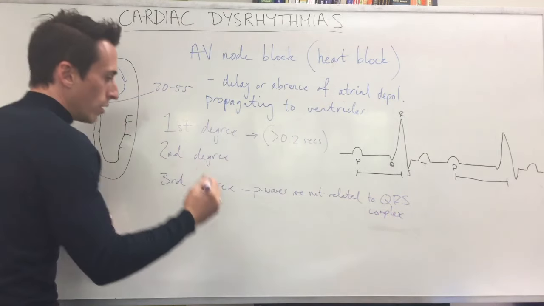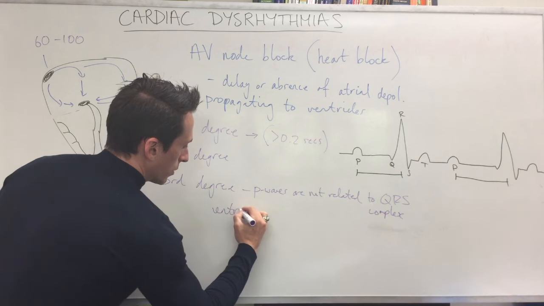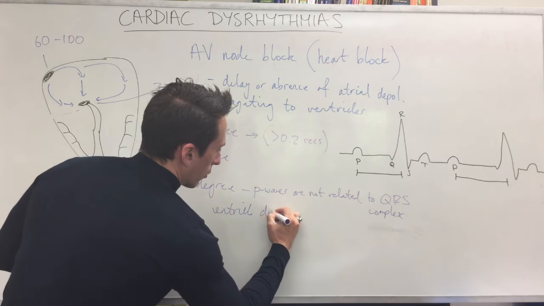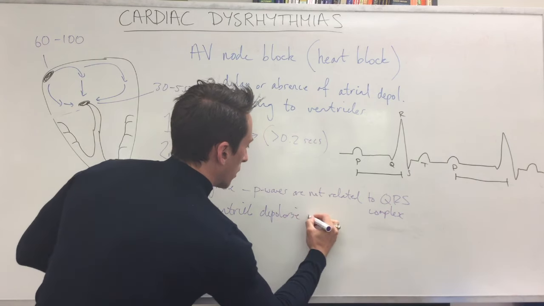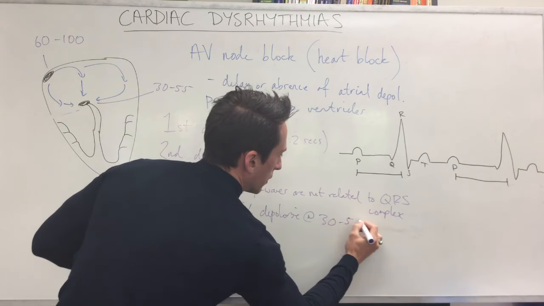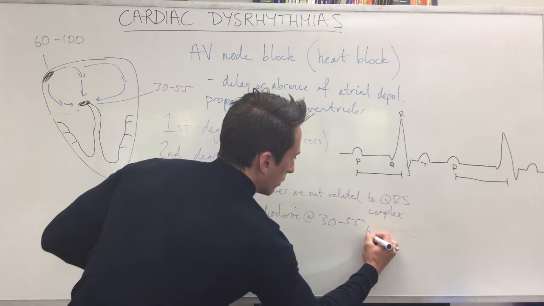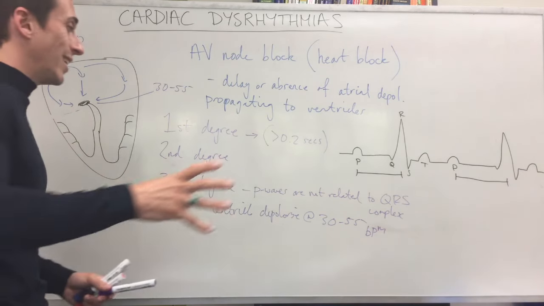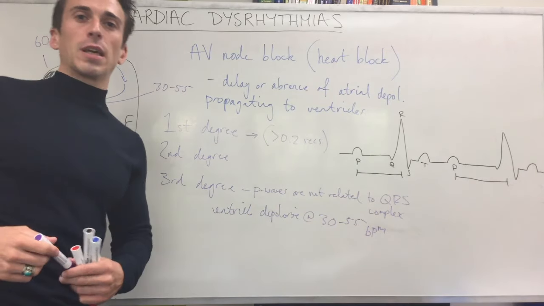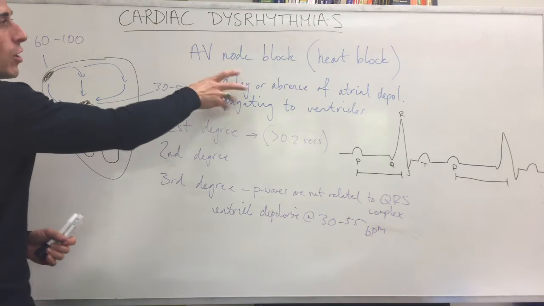And therefore, ventricles depolarize between 30 to 55 beats per minute. That's third degree heart block. And what do you need here? Pacemaker. Okay? So these are the AV node blocks.